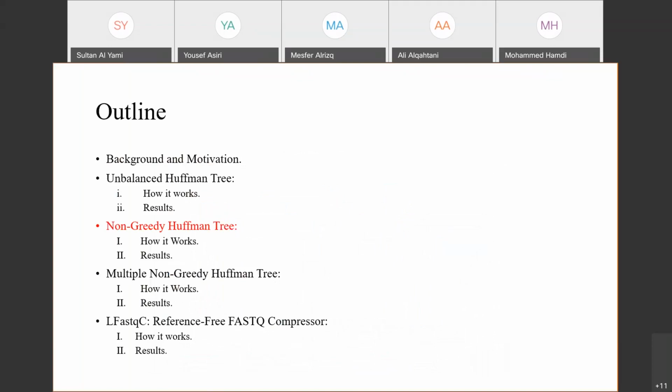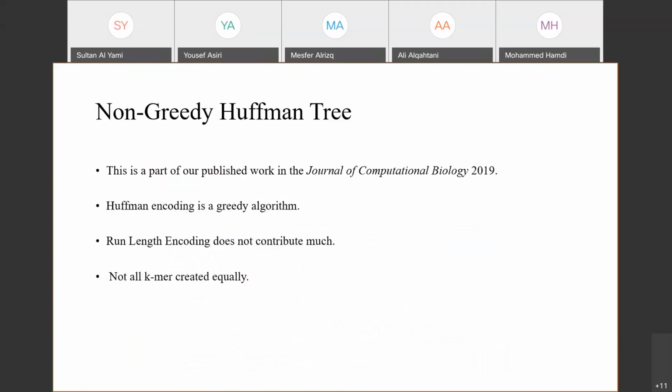Our next tool is another Huffman tree based tool that is built on a non-greedy Huffman tree implementation. The non-greedy Huffman tree section is part of our published work in the Journal of Computational Biology in 2019. Before developing this tool, we took into consideration three things that we faced while working on the unbalanced Huffman tree. Huffman encoding is a greedy algorithm, but we can build the optimal Huffman. Run length encoding does not contribute much to the compression gain in general. And not all k-mers are created equal. We mean their impact on compression gain in general.